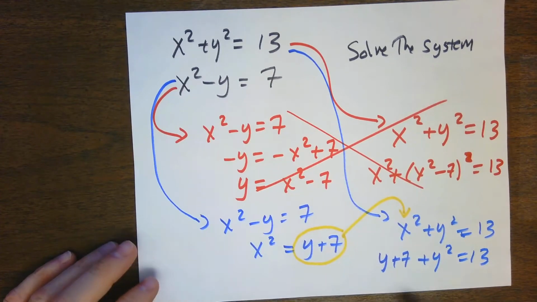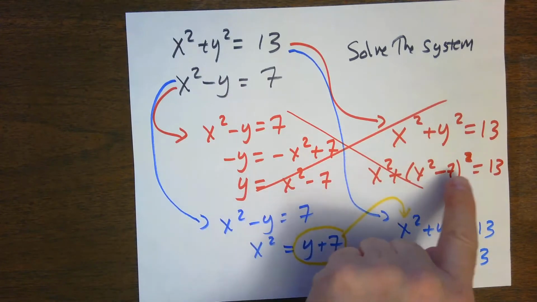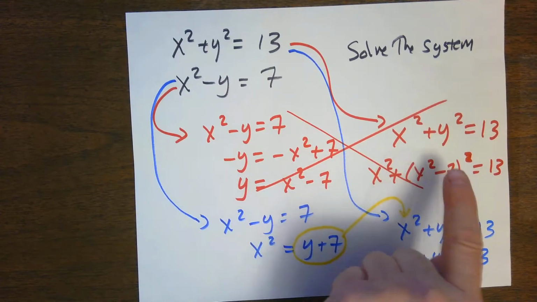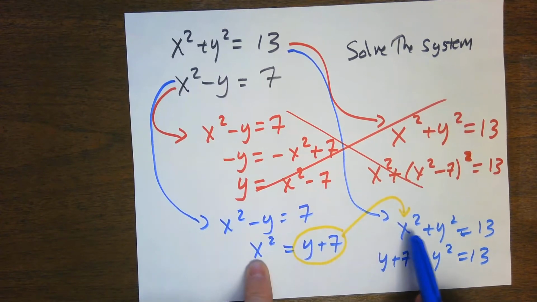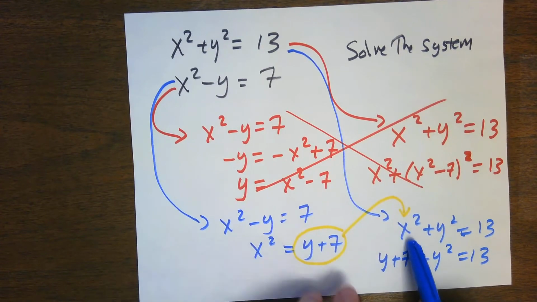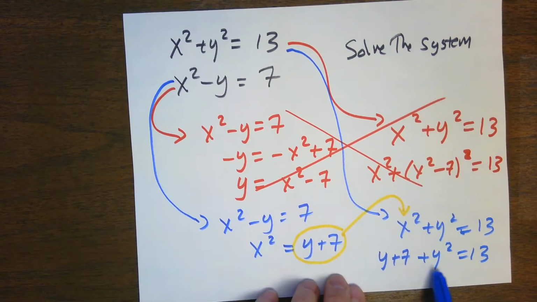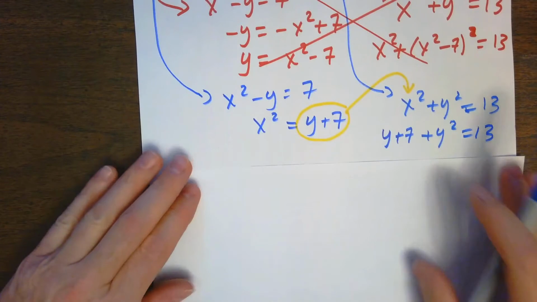So I'm doing it by substitution, but the classic way of doing substitution, solving for y and plugging it in, gives me a horrible thing. I don't want to do that. But I solve for x squared and plug it in for x squared. X squared is y plus 7, so x squared plus y squared becomes y plus 7 plus y squared. This is the equation I want to solve. Take a closer look at it. You should recognize this as a quadratic.